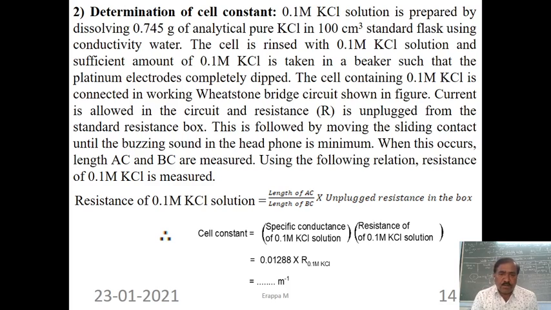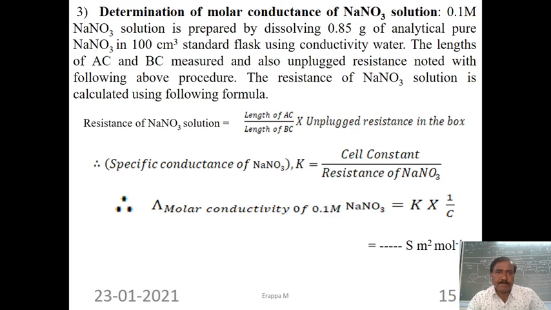Therefore, the cell constant is given by the specific conductance of 0.1 molar KCl solution into the resistance of 0.1 molar KCl solution. Substitute the value for 0.1 molar KCl solution, which is a standard value available in the tables, 0.01288, into the resistance of 0.1 molar solution. Simplify and we will get some value. Its unit is meter minus 1.